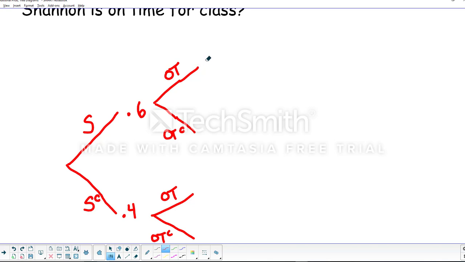We were given this information. It was 0.7, right? 0.70. I'm going to go ahead and add the 0 to each one of these just to be consistent. Okay, so 0.70, which means what's the likelihood that if she hits the snooze, she does not make it to class on time? 0.3. It's just a complement rule.